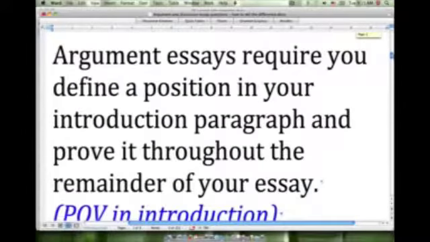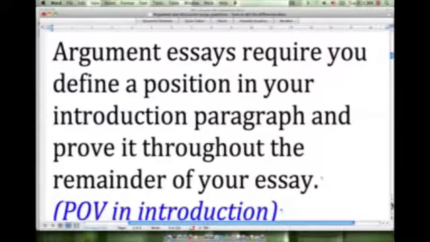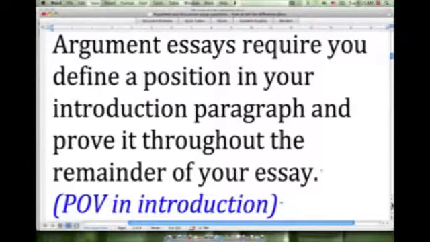Let's start today's lesson by defining what an argument essay is and how it differs from a discussion essay. Basically, argument essays require you to define a position in your introduction paragraph and prove it throughout the remainder of your essay. So there are a few small differences between argument essays and discussion essays, but the big difference is that the writer's point of view is delivered in different positions of each essay. In an argument essay, the writer's point of view is given at the beginning, in the introduction paragraph.